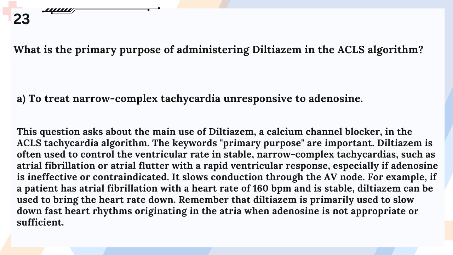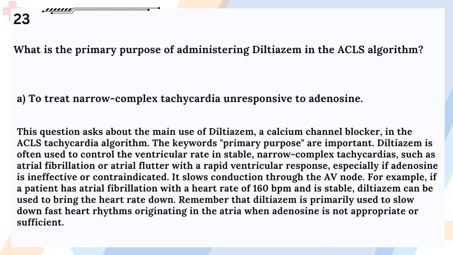Answer A. To treat narrow complex tachycardia unresponsive to adenosine. This question asks about the main use of diltiazem, a calcium channel blocker, in the ACLS tachycardia algorithm. The keywords primary purpose are important. Diltiazem is often used to control the ventricular rate in stable, narrow complex tachycardias, such as atrial fibrillation or atrial flutter with a rapid ventricular response, especially if adenosine is ineffective or contraindicated.